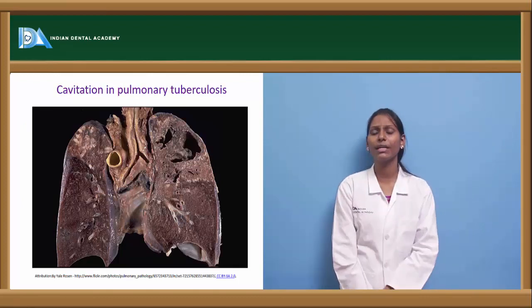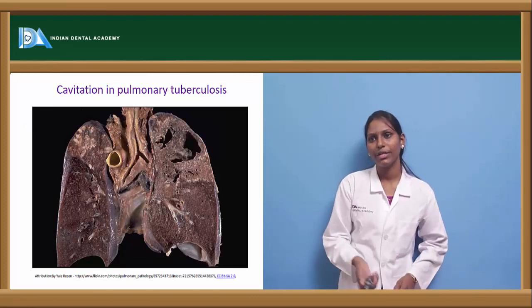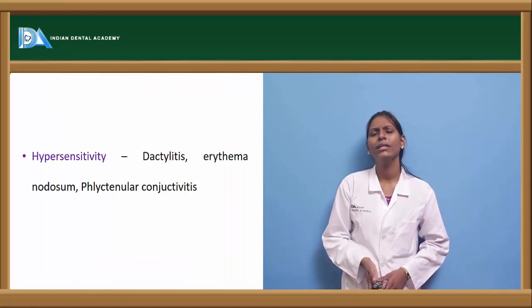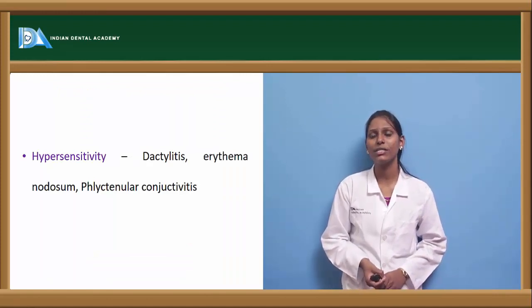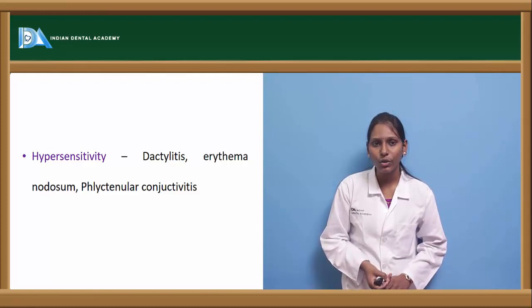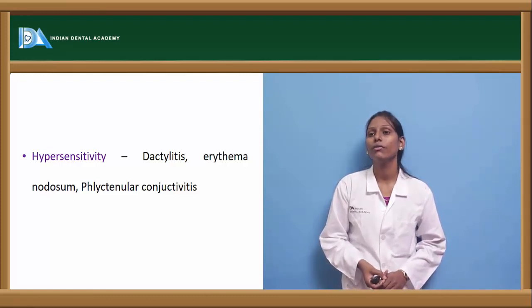Here is a picture in which we can see cavitation in pulmonary tuberculosis. There will also be hypersensitivity reactions, especially dactylitis and erythema nodosum, and you can also see conjunctivitis in these cases.